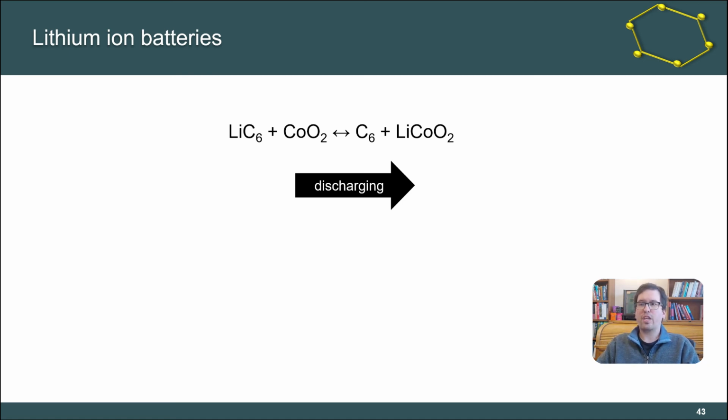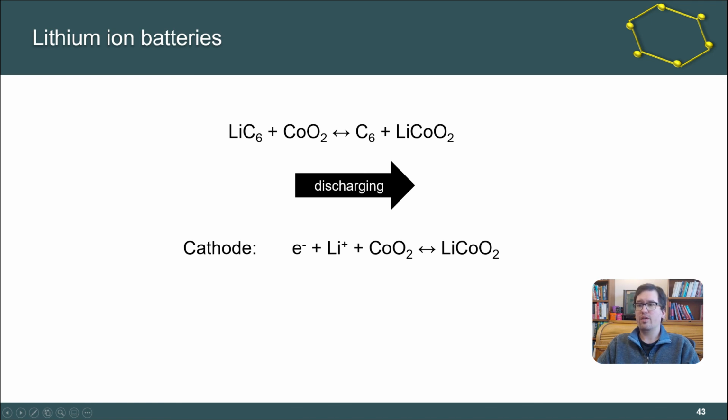Alright, so let's look at lithium-ion batteries because they drive the modern era. So this lithium graphite plus cobalt oxide makes graphite plus lithium cobalt oxide. So we have cobalt in a +4 state going to a +3 state. We have lithium going from a 0 valent state to a +1 state.